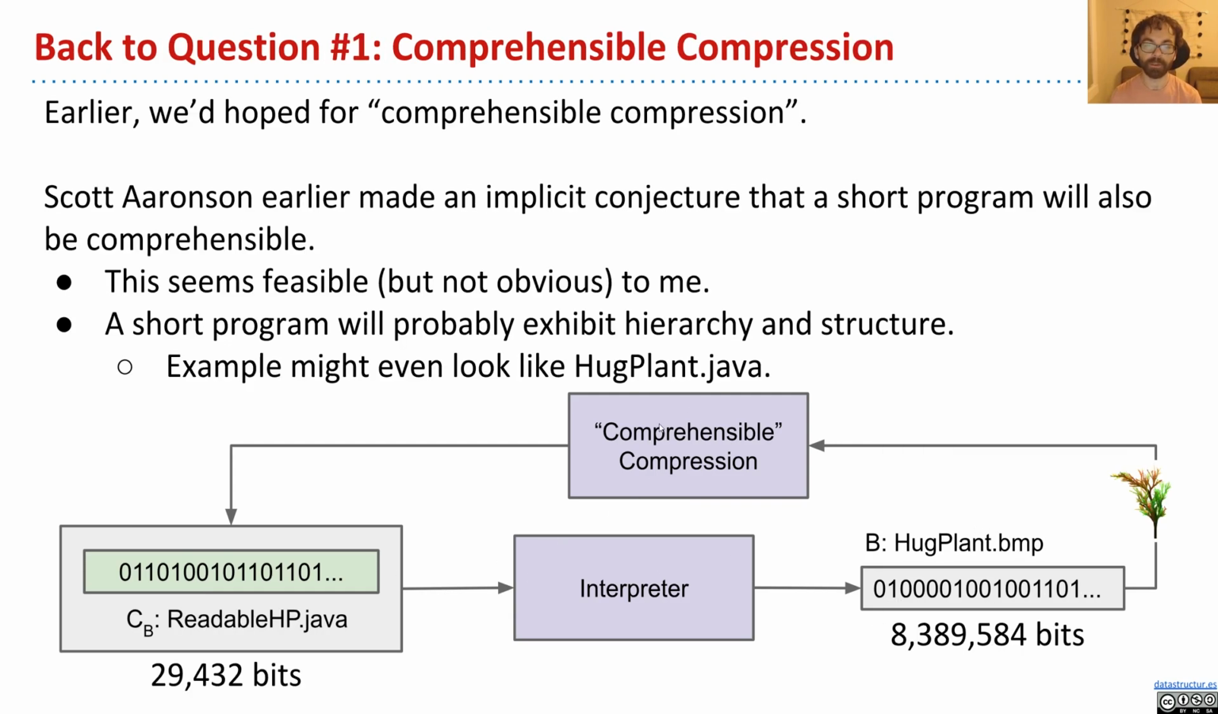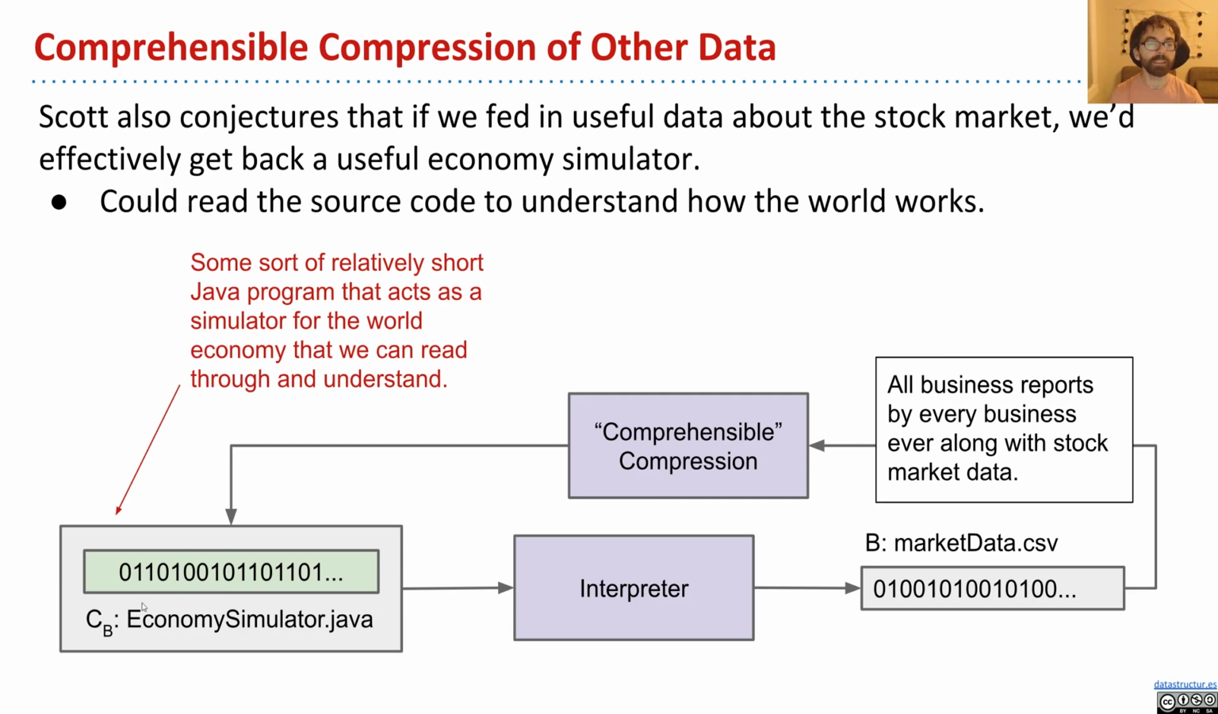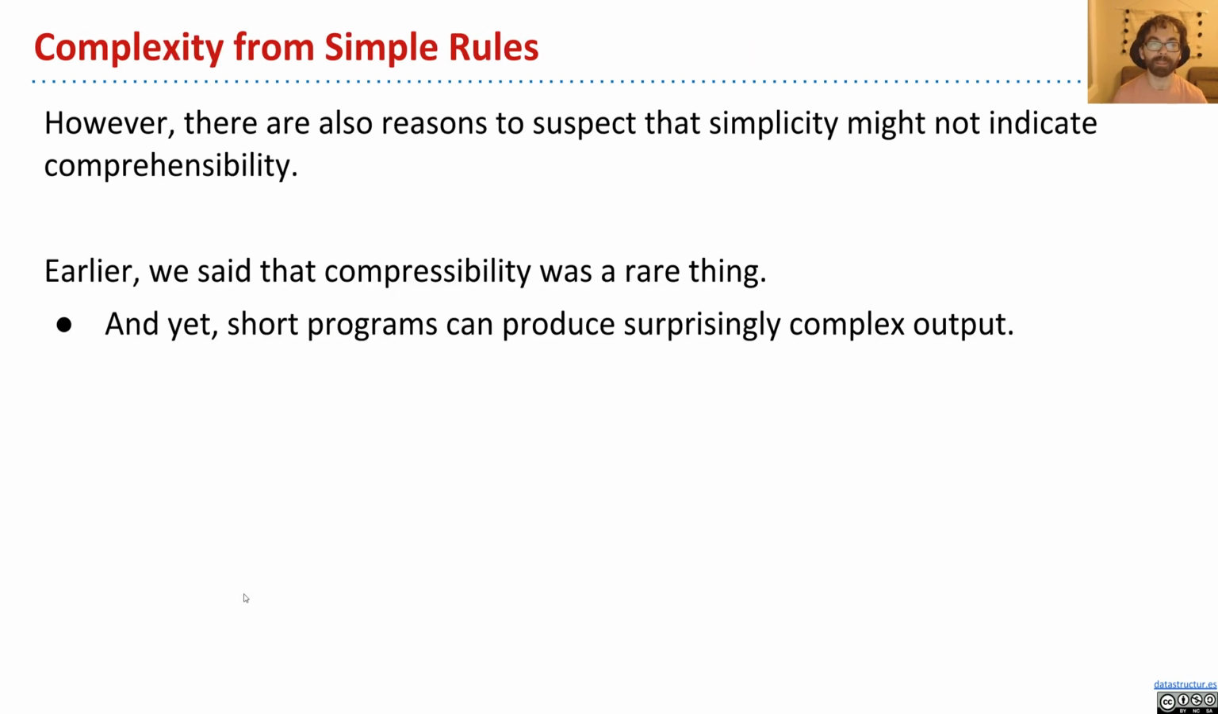Similar to if we had this plant. If we fed it into this comprehensible compressor, we'd be able to see, draw rectangle and pick color and so forth. We would get similar ideas here. So this Java program would be a simulator that's able to give back all the market data, and we could read it and understand, presumably, something. Now, as I'd said a while ago, while it does seem feasible that a short compressed program would also be comprehensible, it might not be.